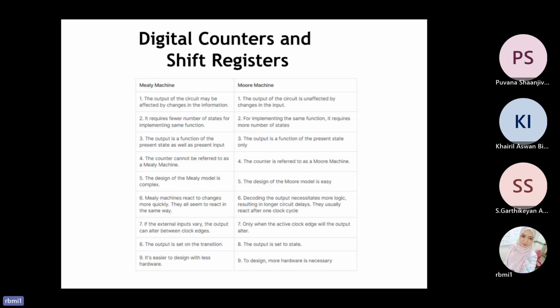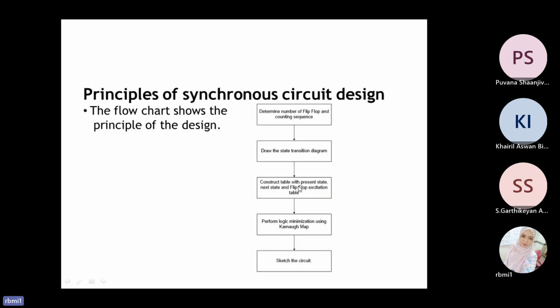As we go for this one, this is the summary of the Mealy and Moore machine. Okay, you guys can read, I add on this one. Okay, the notes, add on in the notes. Okay, we go for the principle of synchronous circuit design.